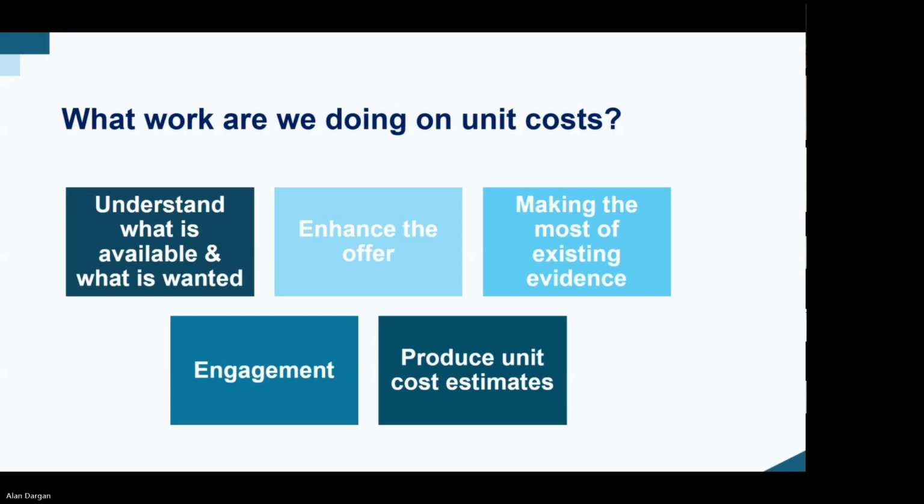So I'm just going to very briefly talk about the 5 components of the unit cost programme. And really, I suppose central to everything is to produce the unit costs in the best way possible. So we want them to be as comprehensive, as current, and as high quality as possible. So how do we do that? Well, first of all, we want to understand what's available and what's wanted. And we also want to enhance the offer. We want to make the most of the available evidence to reflect that in the unit costs that we produce. And threaded throughout that, we engage with people such as yourselves and in particular our research advisors. Next slide, Alan.